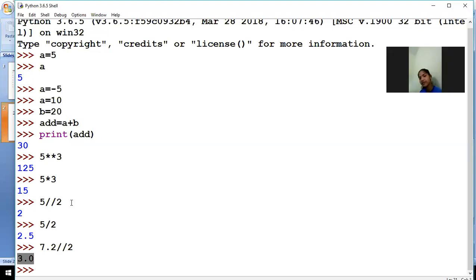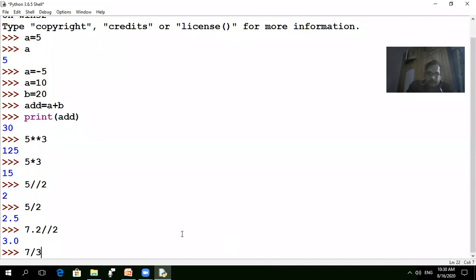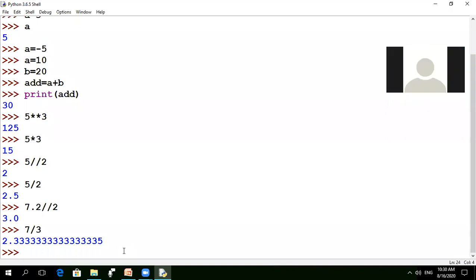Yes, sir. Sir, please once more. Okay, listen, if you have a number like 7 and you want to divide it by 3, simple division, clear? 7 divided by 3, here you will get the answer 3.5, I think. No, sorry, 2.3333 like this. Because in the case of division it will give the answer in a floating point number. Is it clear?